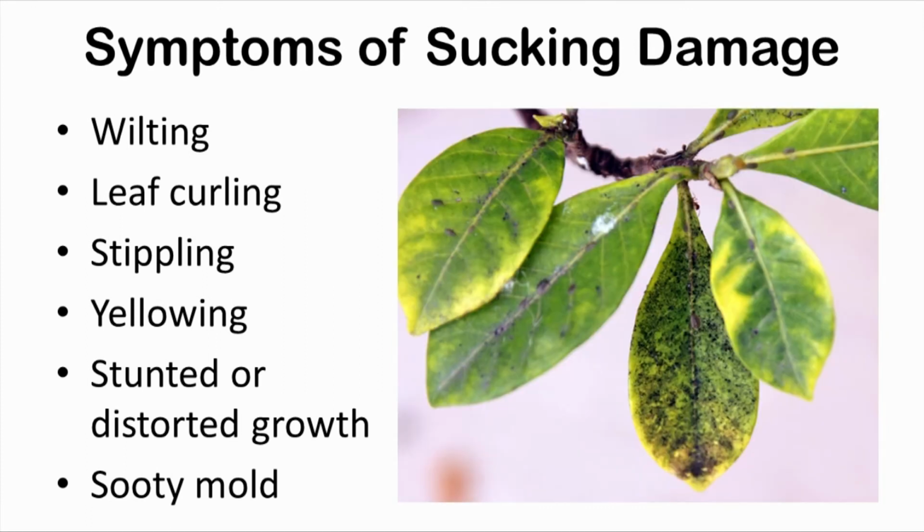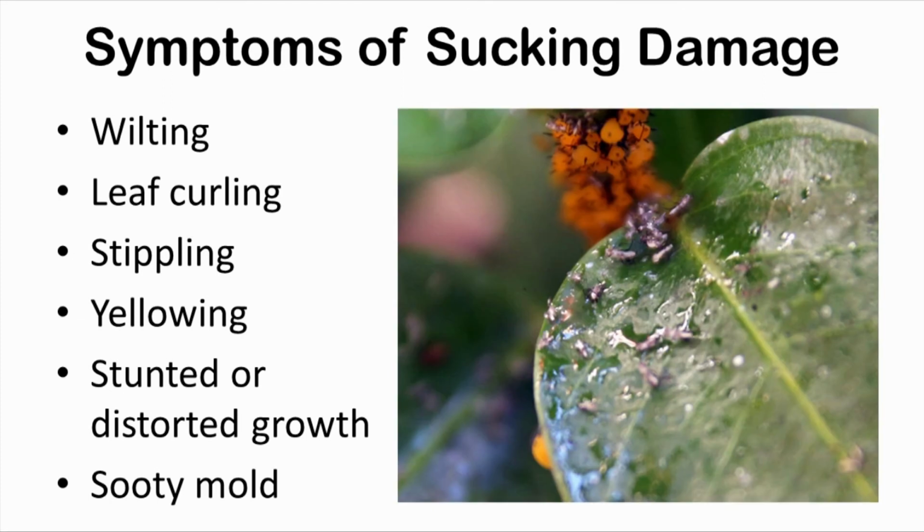Sooty mold is a saprophytic fungus that grows on honeydew, the sugary waste material produced by many sucking insects. It often looks shiny like water on the leaf, but is sticky to the touch and often collects debris such as the shed aphid skins and pollen on this leaf.